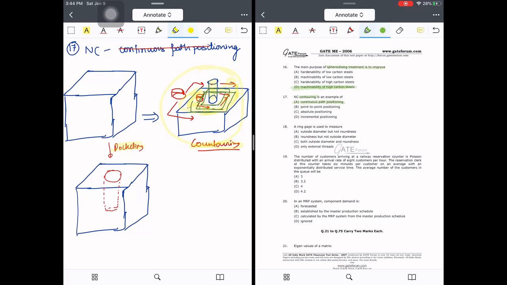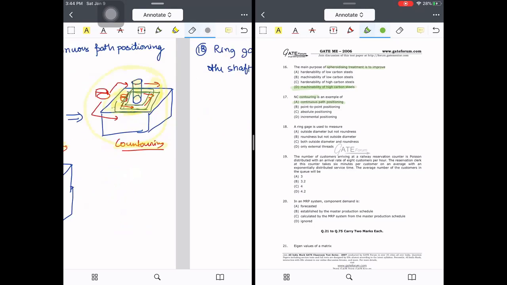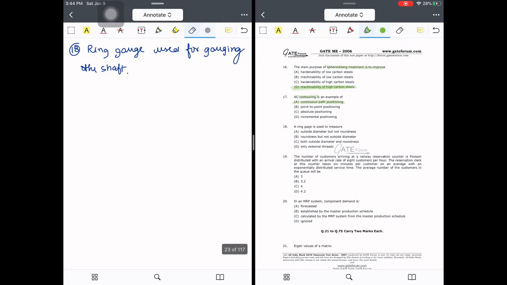For that, the important concept is you should know what is contouring and what is pocketing. I have already told you these things. You will get to know them when you work in a mechanical shop, specifically a CNC mechanical shop. These terms will come across.